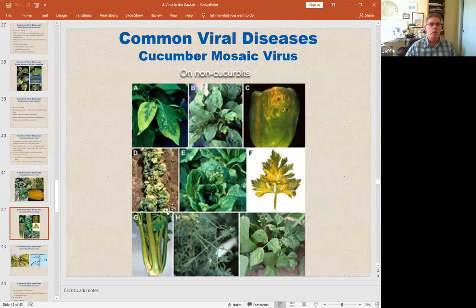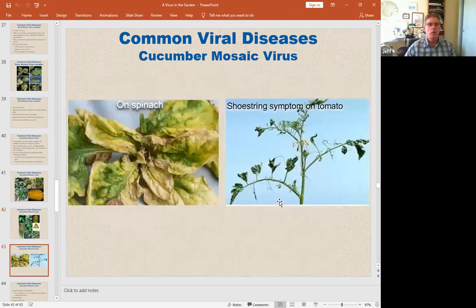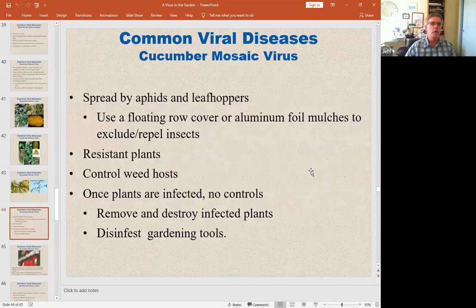On non-cucurbits, a range of viral symptoms depending on the crop and when it occurs. So you see some ring spots, which you've seen before, some distortion of leaves, general disruption of growth in Brussels sprouts, and so on. So on spinach, here's a close-up, may actually cause death of the younger expanding leaves, and there's the shoestring symptom on tomato again. Spread by aphids and leafhoppers.